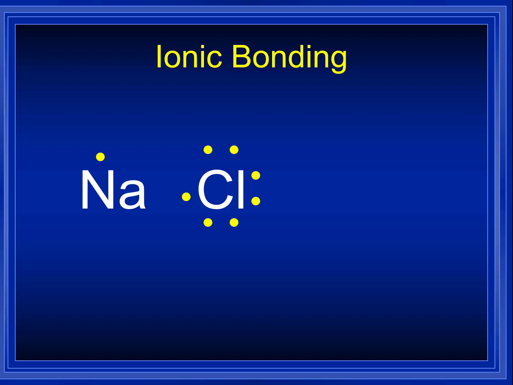How is sodium going to change? It's going to lose 1 electron. How is chlorine going to change? It's going to gain 1 electron. So we're talking about the same electron. The electron from sodium moves to chlorine. When it does that, now the sodium has a positive charge and the chlorine has a negative charge. And they stick together. And that's how you make salt.